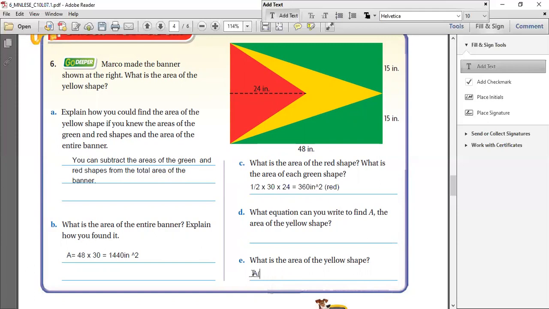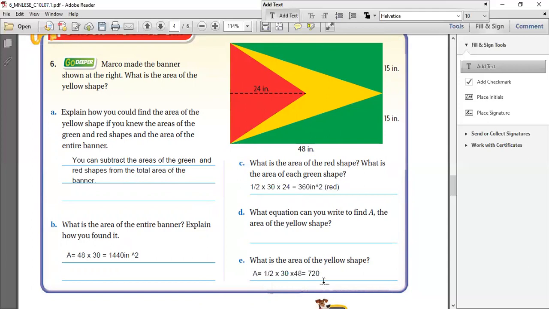Okay, so that's going to be half multiplied by, what's the base? Base is 30, right? And the height, that's from here till here, it's 48, same as the length of the rectangle. So half of 48 is 24. So 30 multiplied by 24 is going to give you 720. Now this is the area of the yellow triangle, not the yellow shape. Okay, this is the area of the yellow triangle.